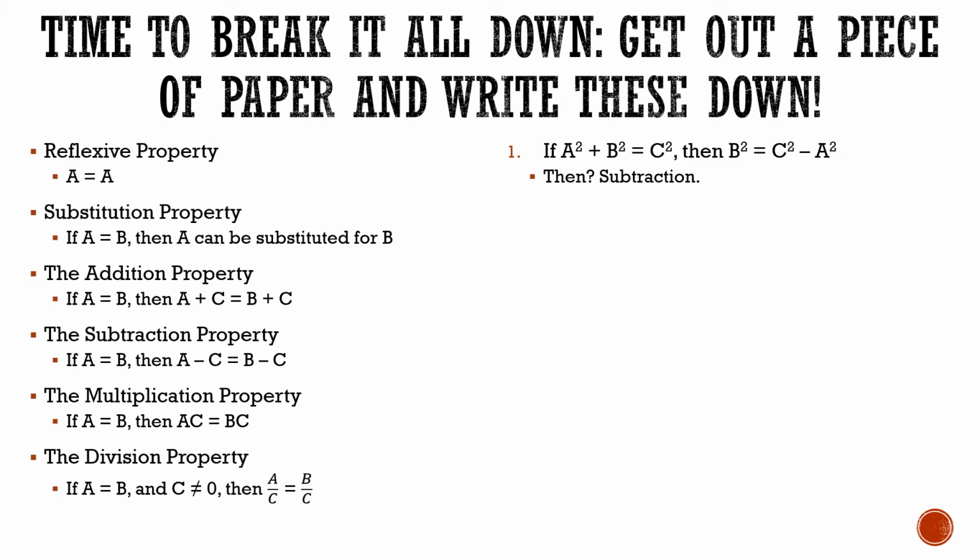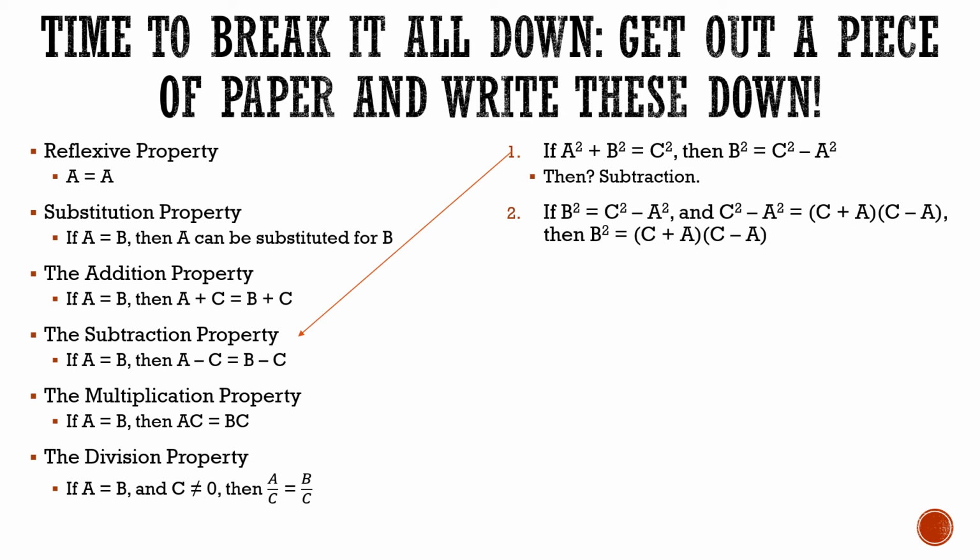So I want you, as we continue on numbers 2 through 5 here, to think about what's happening in the conclusion of that statement. What operation is being used? And that's going to help you determine which property you've used.